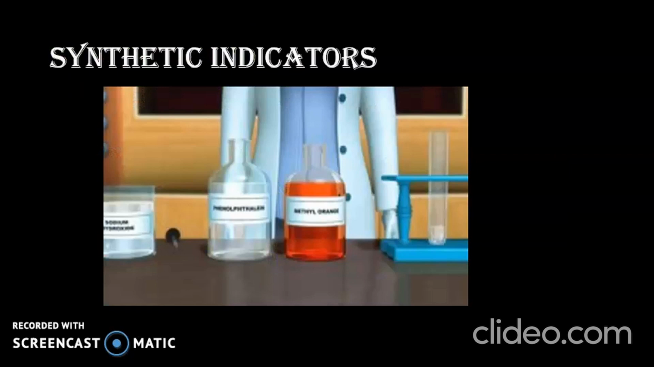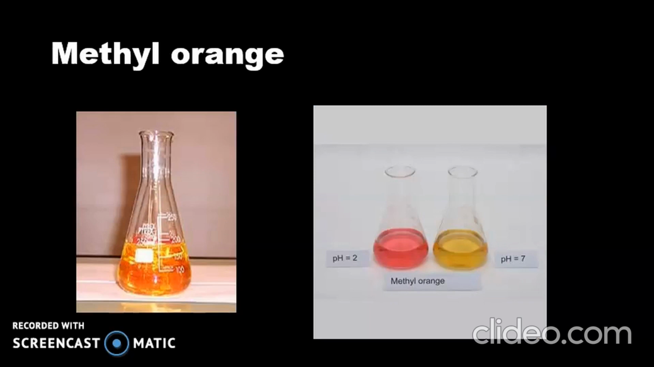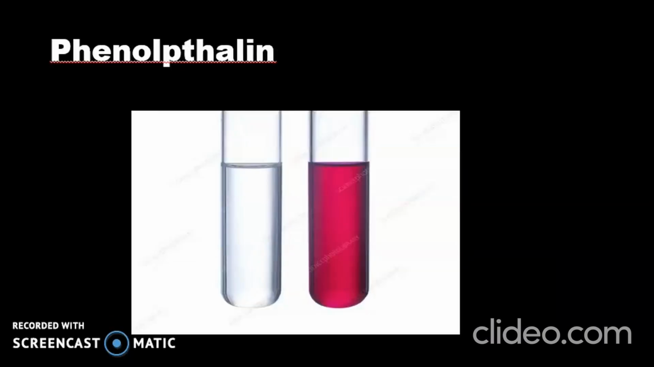Synthetic indicators, methyl orange and phenolphthalein, are made in the laboratory using chemicals. Methyl orange, as the name indicates, is orange in color. With acid, it turns red, and with base, it turns yellow. Phenolphthalein is a colorless liquid. With acids, there is no change in it, that is, it remains colorless. Whereas with base, it turns pink. So children, if the base is strong, the pink can be on the darker side.